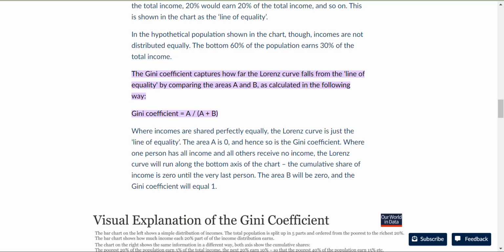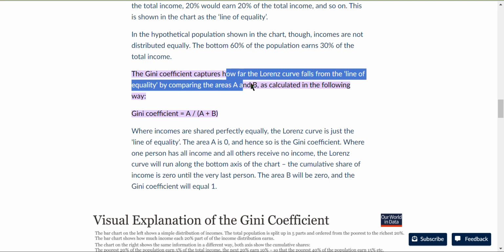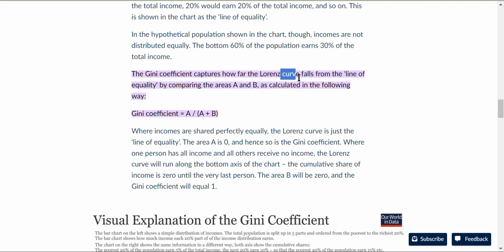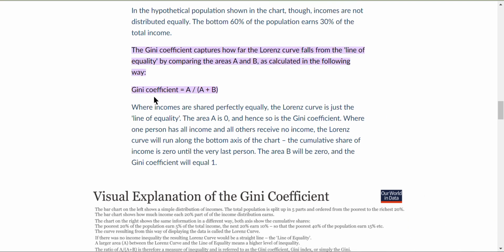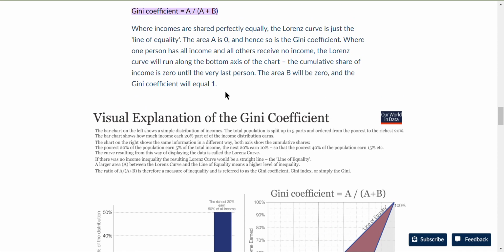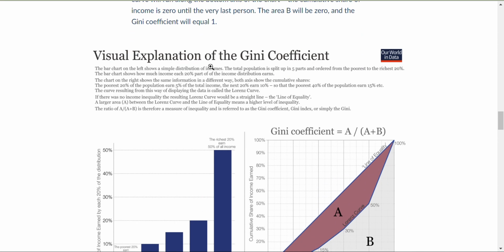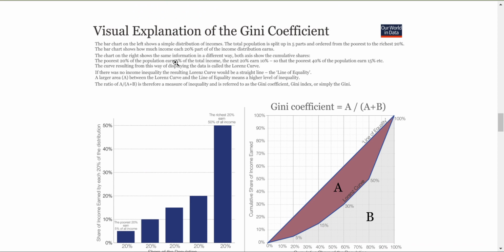The Gini coefficient captures how far the Lorenz curve falls from the line of equality by comparing the areas A and B, calculated in the following way. Gini coefficient is equal to A divided by A plus B. Okay, so a visual explanation of the Gini coefficient.